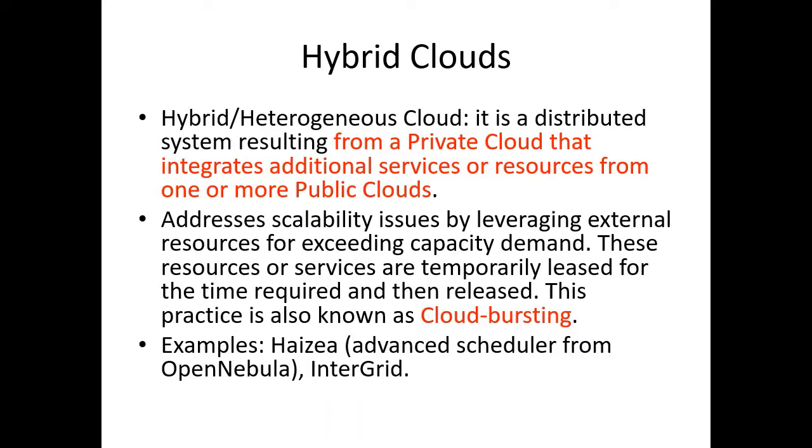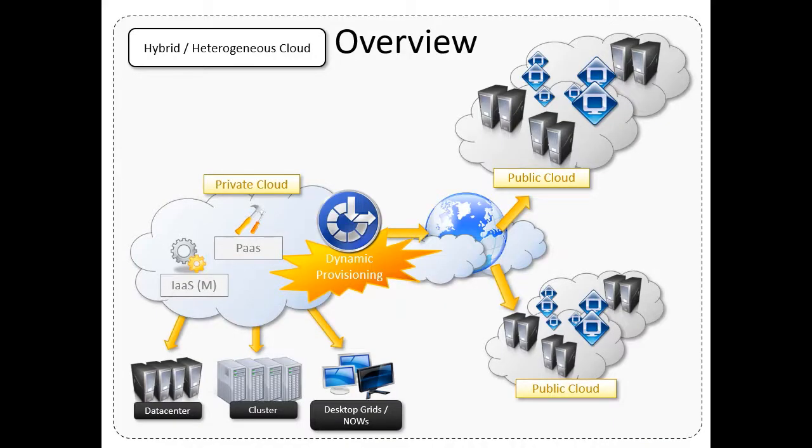Security concerns are then only limited to the public portion of the cloud that can be used to perform operations with less stringent constraints but that are still part of the workload. The figure shows the general overview of hybrid cloud. It is a heterogeneous distributed system resulting from a private cloud that integrates additional services or resources from one or more public clouds. As seen in the diagram, dynamic provisioning is a fundamental component in this scenario.